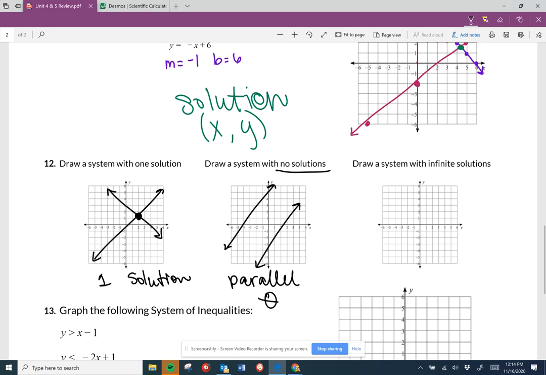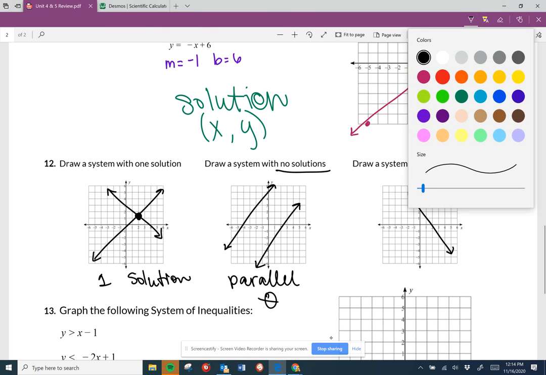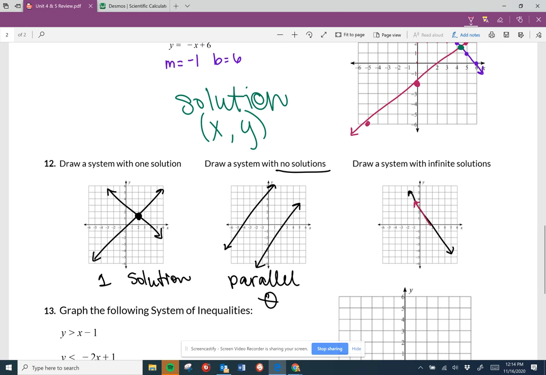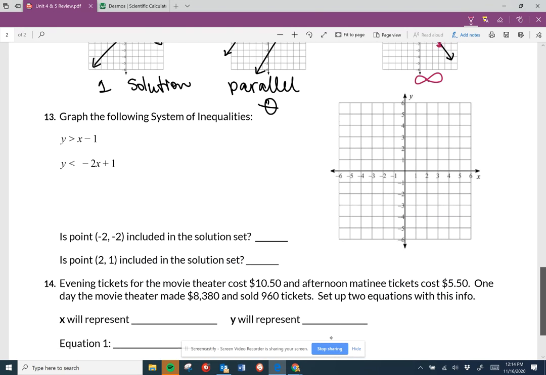Then infinite solutions is a little different. Remember, infinite means that the lines actually end up being the exact same line on top of each other, okay? So if it is infinite, then that means that they are always touching because at every single spot there's a possible solution. Okay, then let's go down here to number 13.